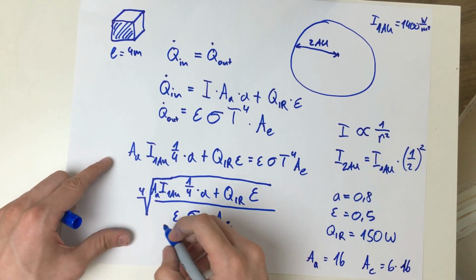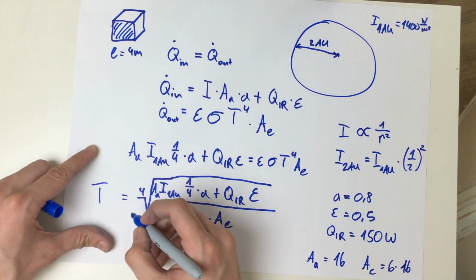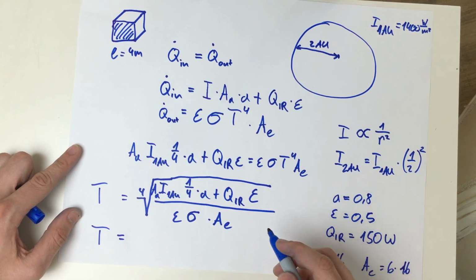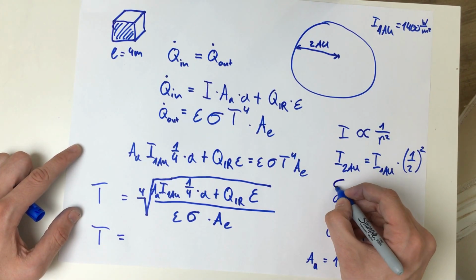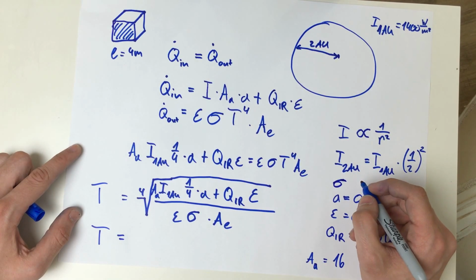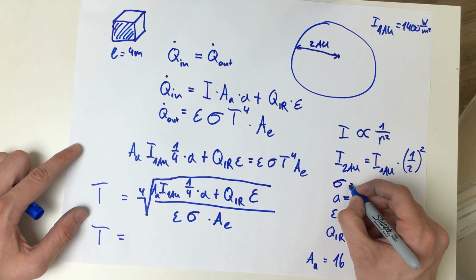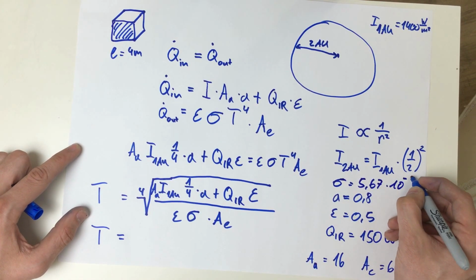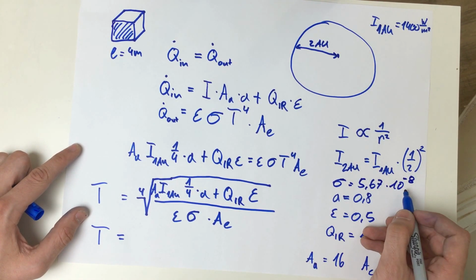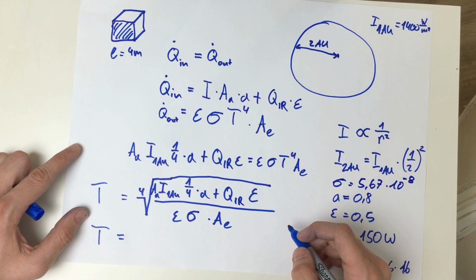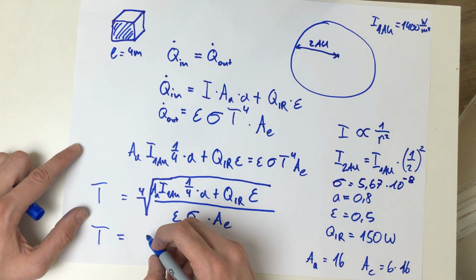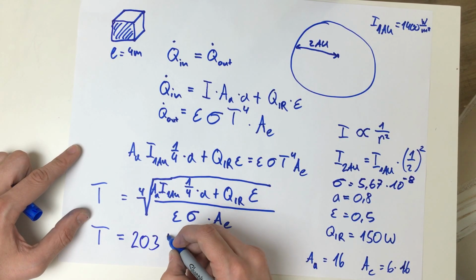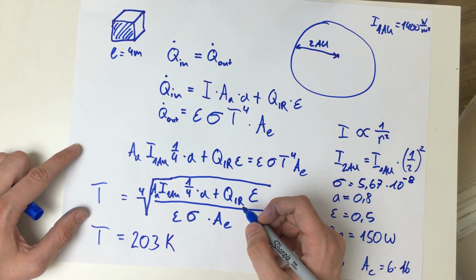I already calculated this for you. This is the temperature, if you plug in all the values here. Oh yeah, the Stefan-Boltzmann constant. This is something like 5.67 times 10 to the negative 8, but this is usually always given. So you plug in all the numbers, and you will end up with 203 Kelvin, and that is it.